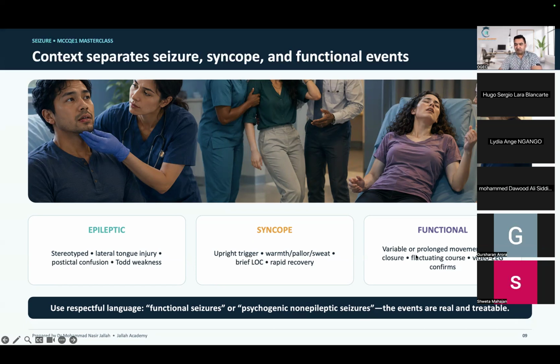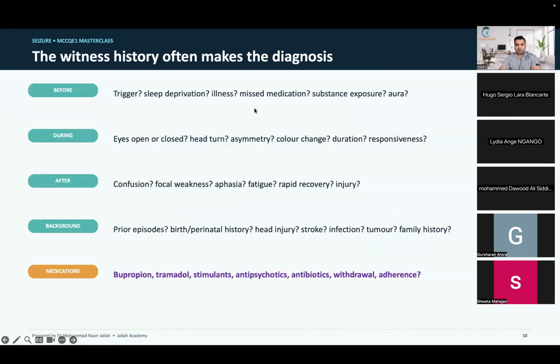And functional: variable or prolonged movement plus eye closure, fluctuating course, video EEG confirms it. Use respectful language: functional seizure, or psychogenic non-epileptic seizure. The events are real and treatable. The witness history often makes the diagnosis.